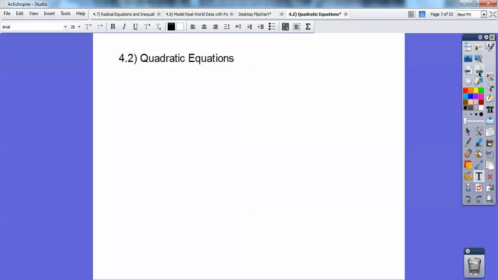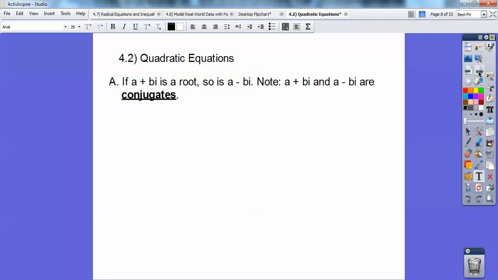All right, so let's go ahead. Quadratic equations, you guys. Part A: if a plus bi is a root, then so is a minus bi. And a plus bi and a minus bi are conjugates of each other. So if you have an imaginary number in there, it's actually called a complex number, then the conjugate's also a root. Okay, the discriminant, remember this in the quadratic formula, the b squared minus 4ac, that part in there, that's called the discriminant. That's what goes inside the radical right there.